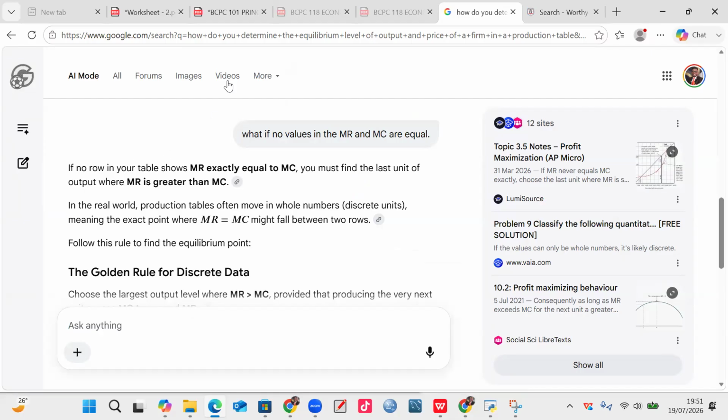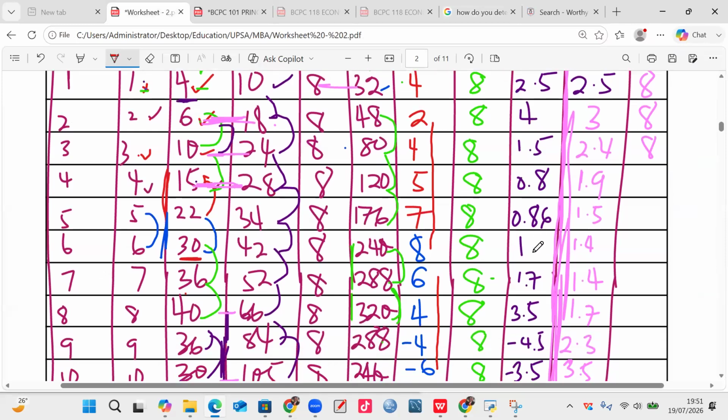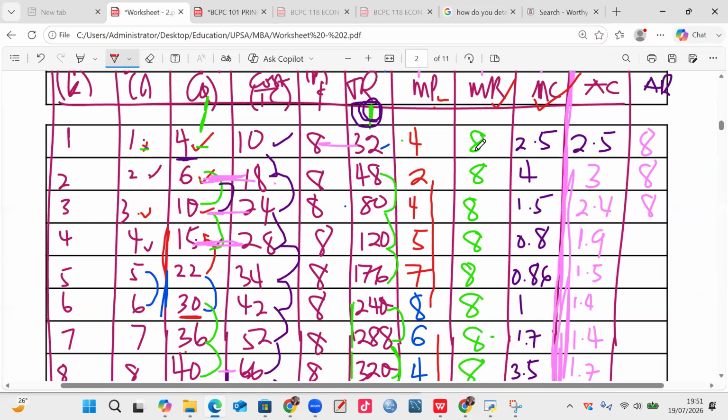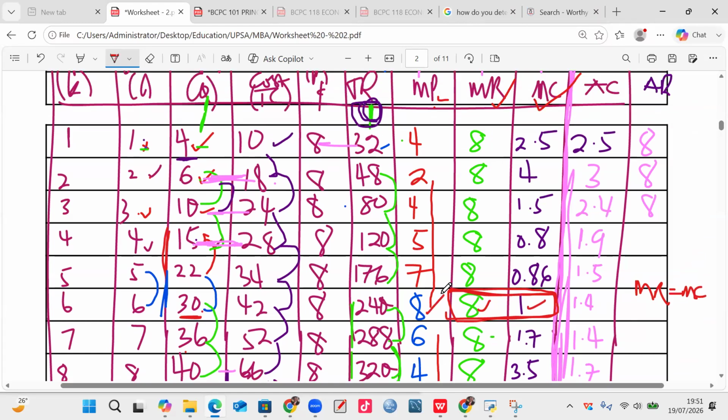Okay, so watch. From our table here, we see that the MR and MC, we don't see anything being equal. Is that correct? Good. So sometimes you could see 8 here and 8 there, like here. If they are 8 and 8, where the MR is the same as the MC, that's the equilibrium, not the price. Like here, the MR is 8, MC is 8, then the equilibrium level of output will be 30, and the price will be what? 8. Do we get it?